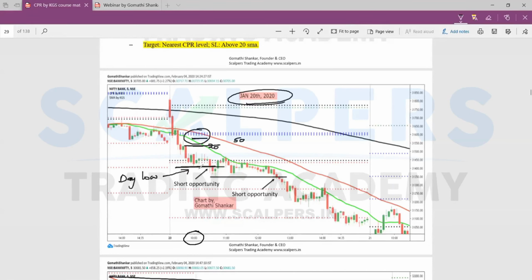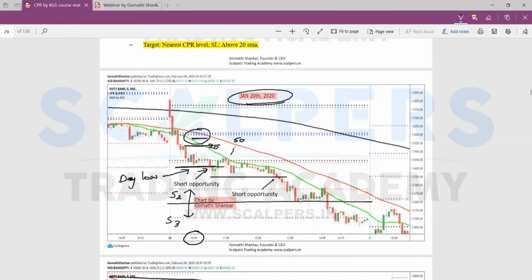Now, what is your target? Your target is the nearest CPR level, which is S2. After that, your target is S3. But before S3, you have to take S2-S3 50% as your target. So your shorting opportunity is activated here.